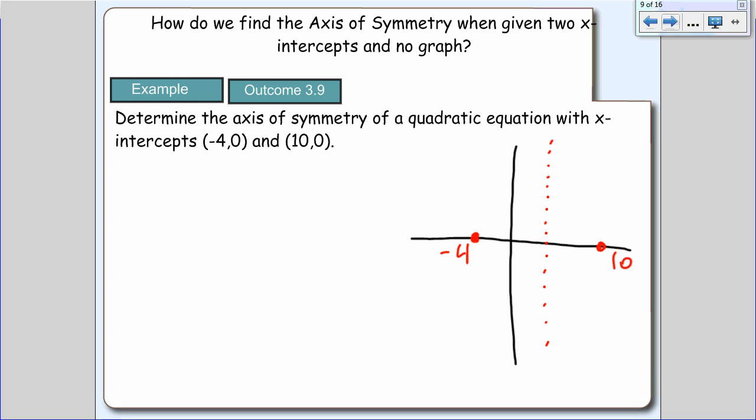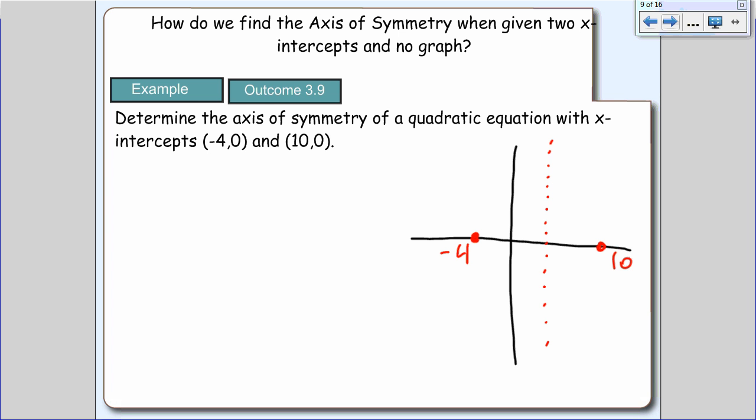If you ever have 2 points that are on the same level, these 2 points on the same level, they both have y = 0. If you can find the middle of those 2 points, that's your axis of symmetry. In this case, it's 3. 3 is right in between -4 and 10.